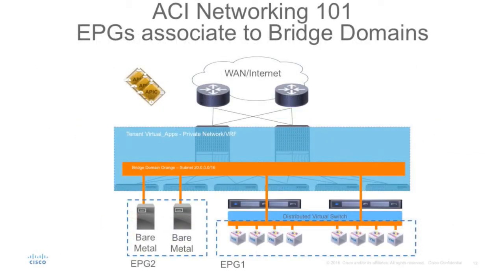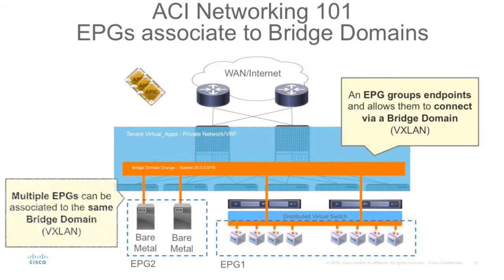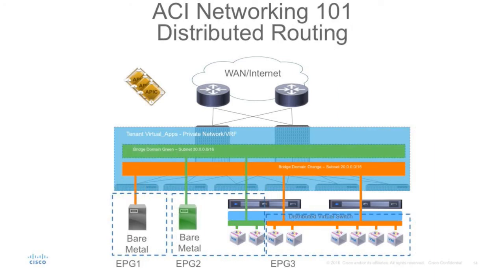These EPGs will be associated to bridge domains. That's how you link together the endpoints to the VXLANs and the subnets that can participate in which one of those VXLANs. In the example, you see two bare metals that are on EPG2 and a number of virtual machines that are on EPG1, all in the same subnet, yet isolated from one another. Of course, you can also have multiple EPGs on the same VXLAN, on the same bridge domain. And you can have multiple bridge domains and subnets as well.